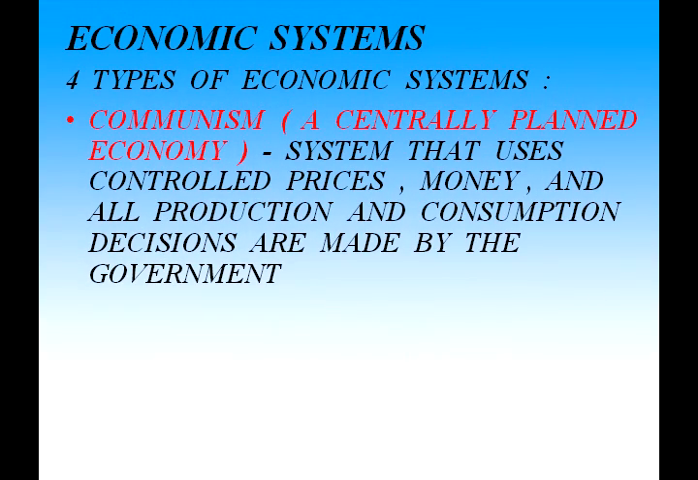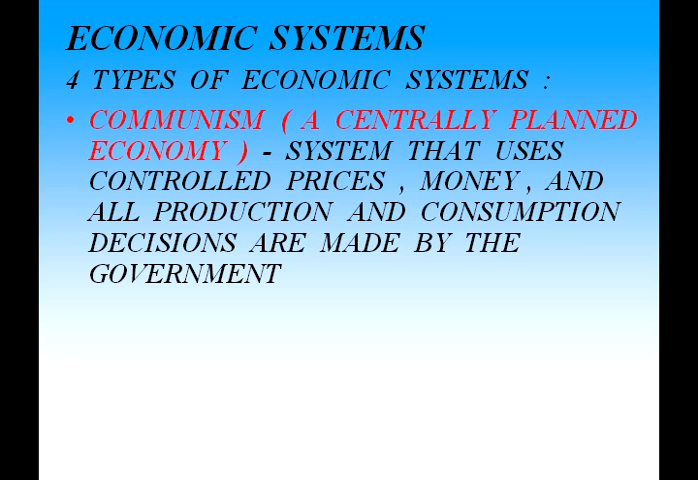The fourth type of economic system is known as communism. It too goes by another name. You'll hear it referred to as a centrally planned economy at times. This is a system that uses controlled prices. And it does use money, but all production and consumption decisions are made by the government. The consumers in the market are not involved at all.